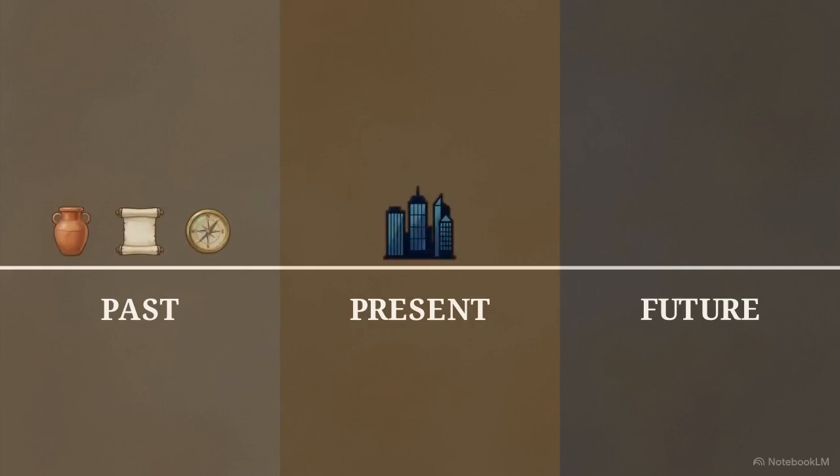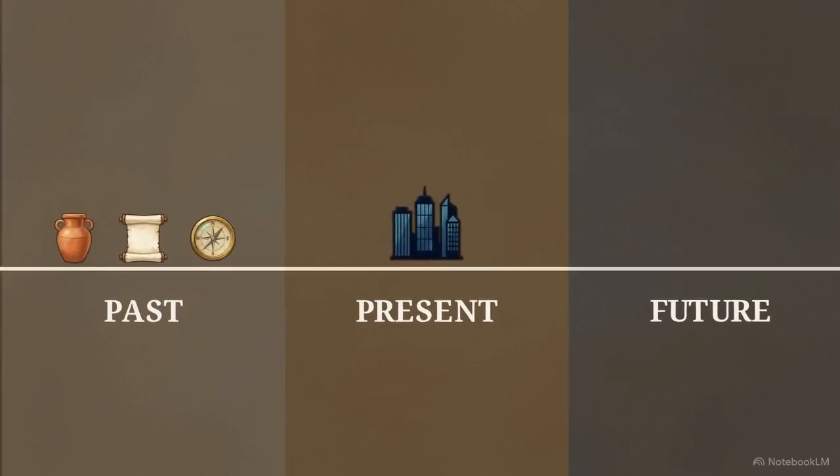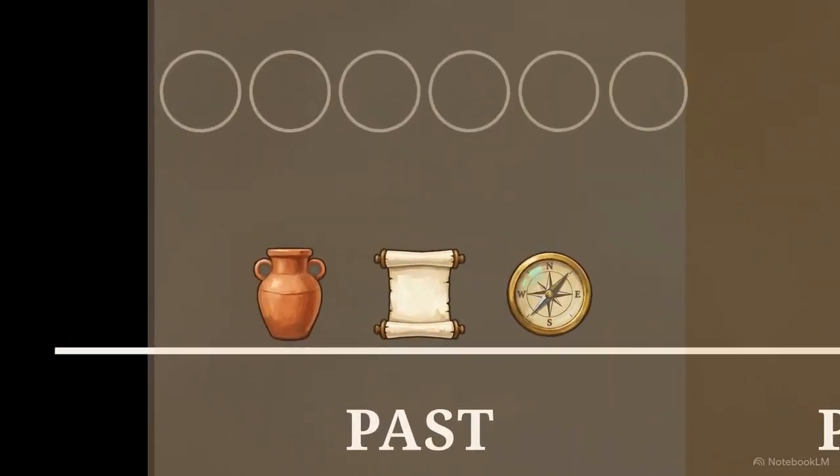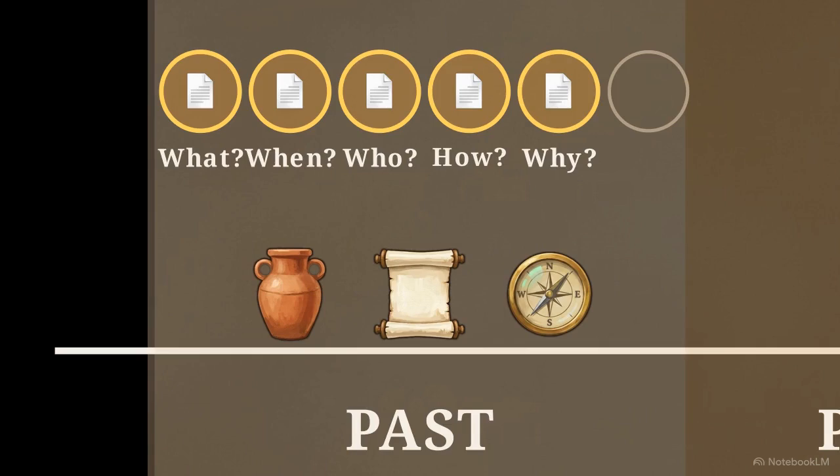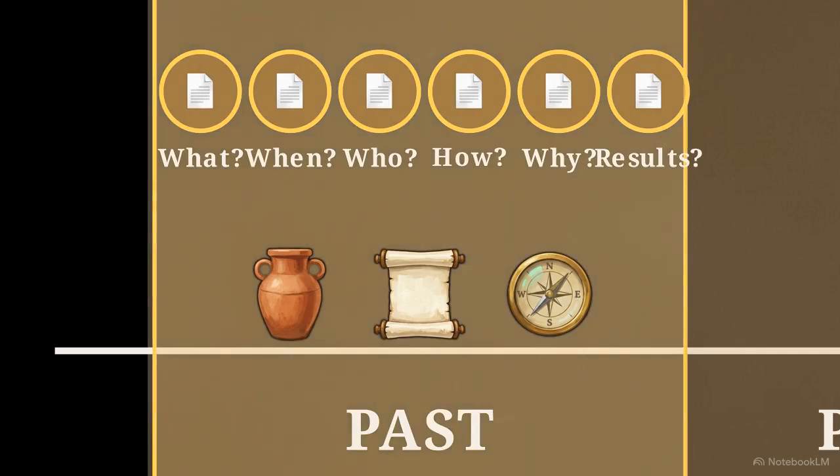Every life fits onto a timeline. We live in the present, look toward the future, but everything started in the past. To understand it, we must ask specific questions, our tools to see into a world before we were born. We start with the basics: what happened, when did it happen, and who was involved. Then we look closer. How did it happen? Why did it happen? And finally, what were the results of that event?